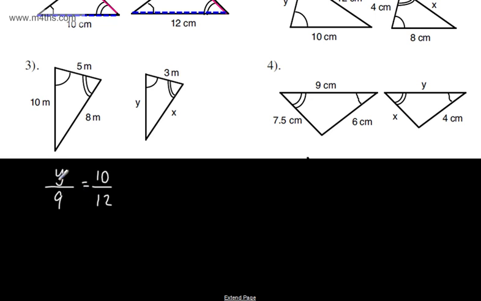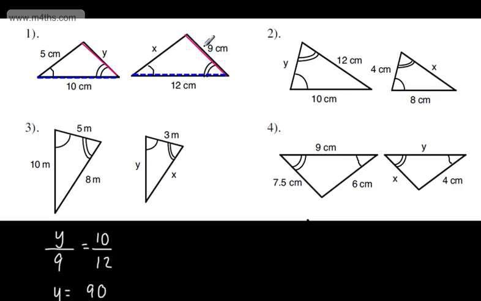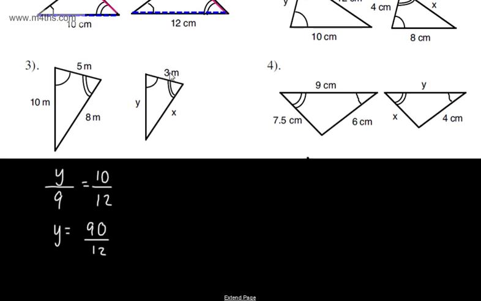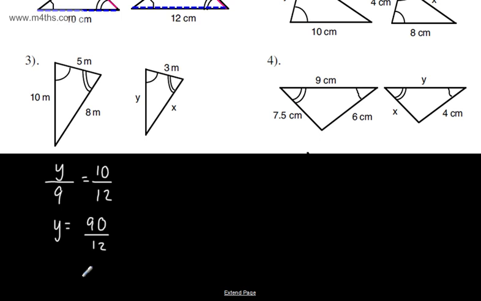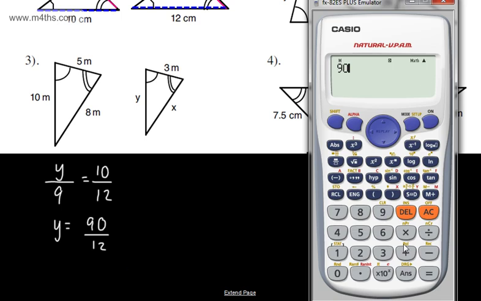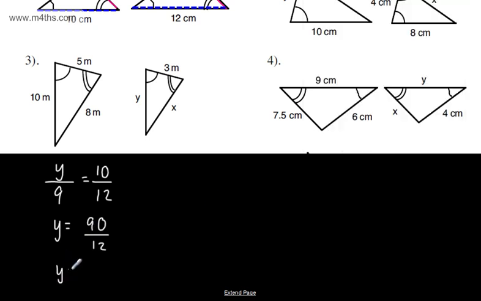So what I'm going to do now is multiply up, and multiplying both sides of the equation by 9 is going to give me y equals 90 over 12. So all I'm saying is that y over 9 has got to be the same proportion or the same ratio as 10 over 12. So all we'd need to do is work this out. So 90 divided by 12 is going to give me 7.5. So we end up with y is equal to 7.5.